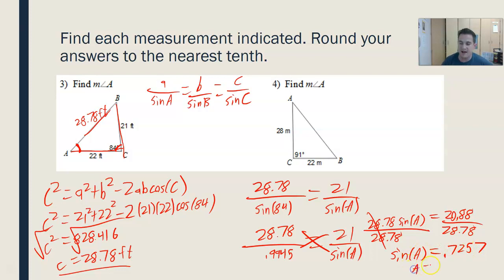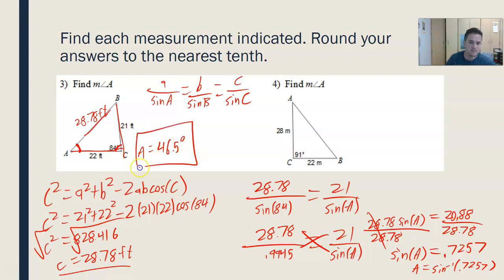And then to find A, I have to take the inverse sine of 0.7257. Angle A is 46.5 degrees. Lots of math going on, so don't round your decimals super harshly until the very end. But that angle right there is going to be 46.5 degrees.